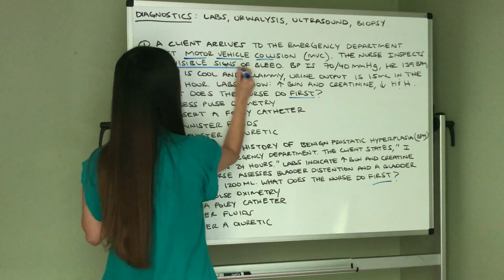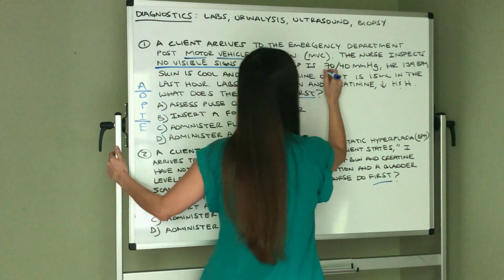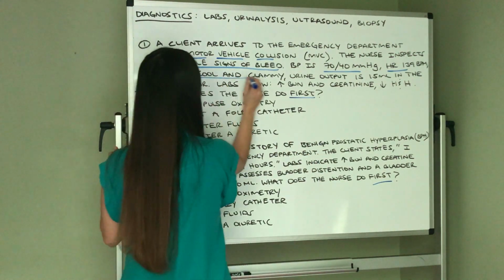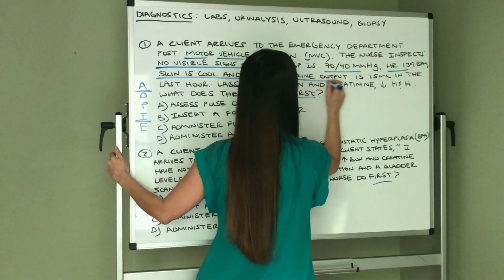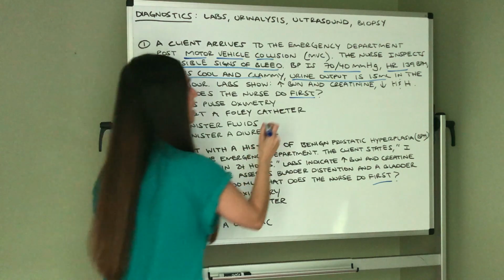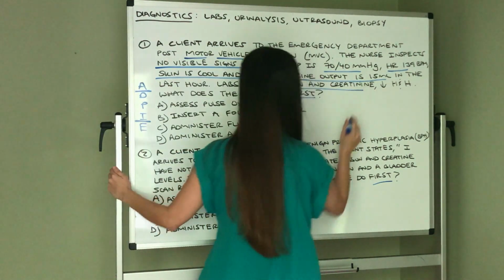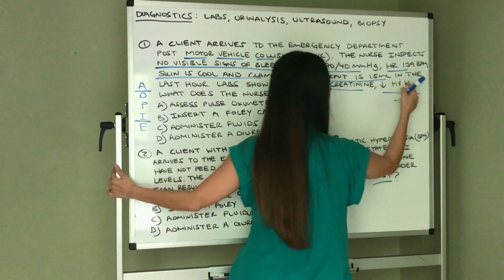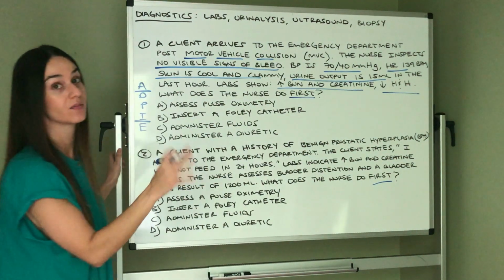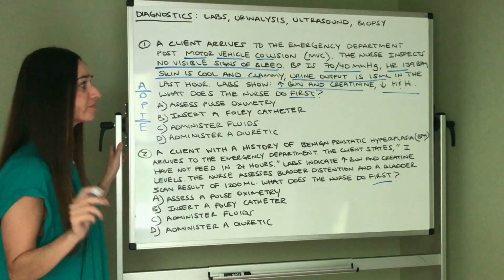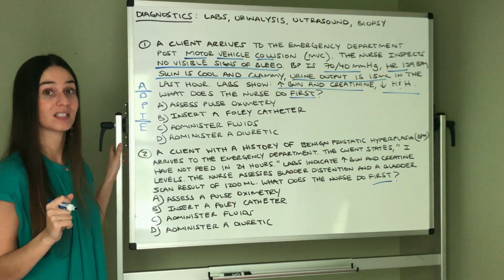No visible signs of bleed. So this is a low blood pressure, high heart rate, skin is cool and clammy, urine output is 15 mLs in the last hour. That is never good. Now they have elevated BUN and creatinine level, which is showing kidney problems, and a low hemoglobin and hematocrit. That's never the appropriate abbreviation, but a low hemoglobin and hematocrit level. There is a lot of assessment data here.